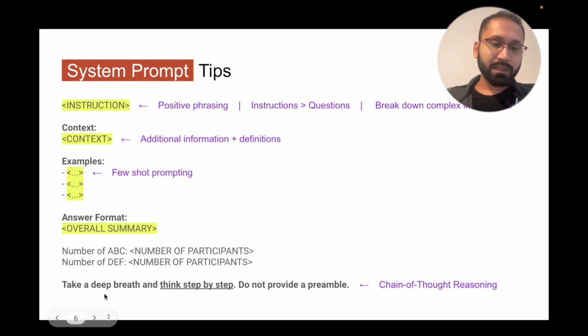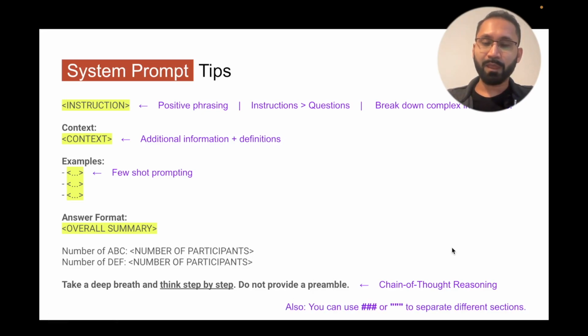These other bits, take a deep breath, just ends up working a bit better. Not everyone really uses it, but I do. This do not provide a preamble. I tend to add it in just because I think with the latest updates to ChatGPT, it just ends up summarizing what you asked it. I just find that really annoying, so I just say do not provide a preamble.